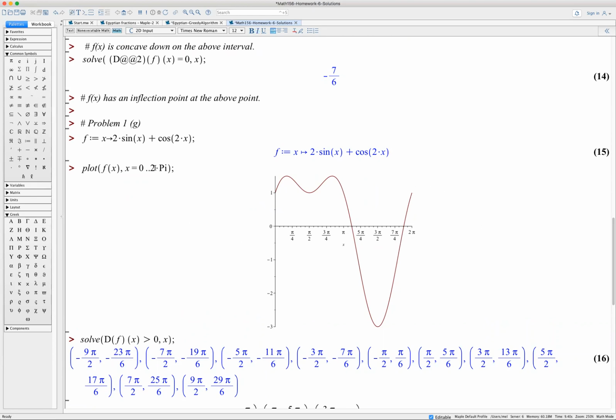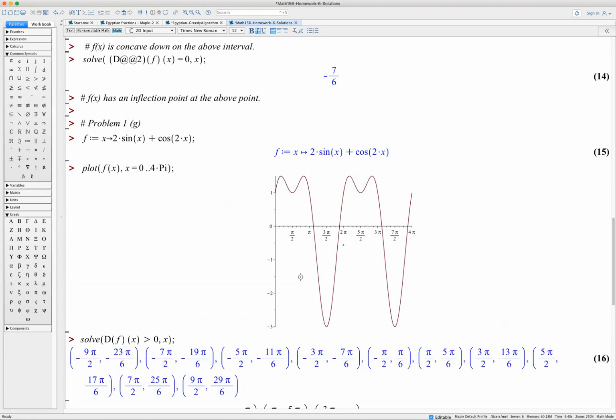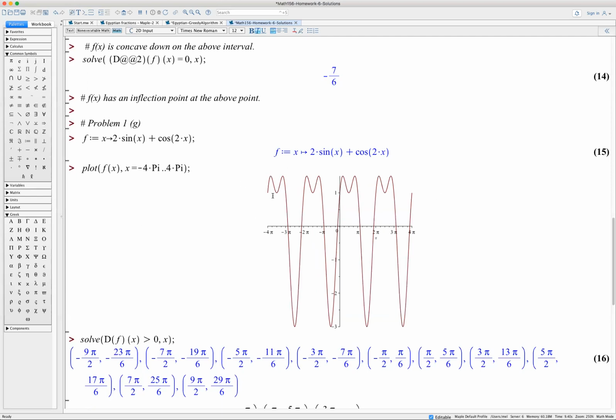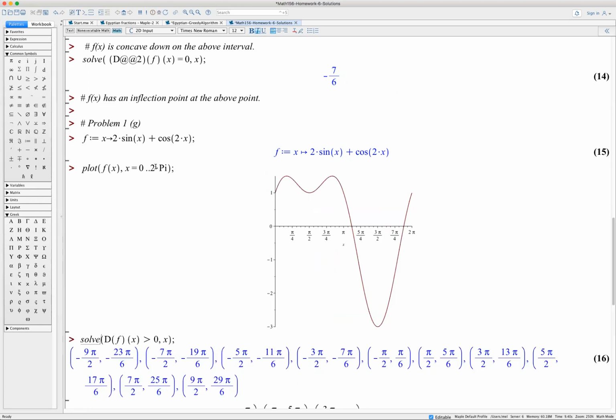If I extended this a little bit, you can see here it's concave up, and then it really does change to concave down, and it's just somewhere before 2 pi. It's a very interesting curve, but we're just looking at it from 0 to 2 pi. If you look at it on the whole real line, since this is periodic, it repeats every 2 pi, you would get infinitely many inflection points.